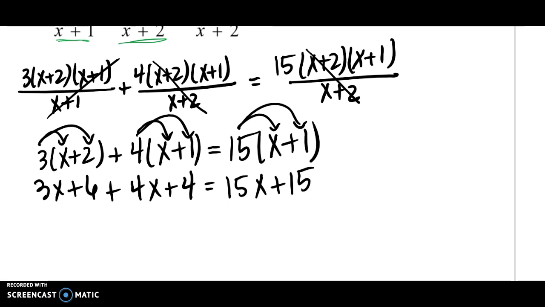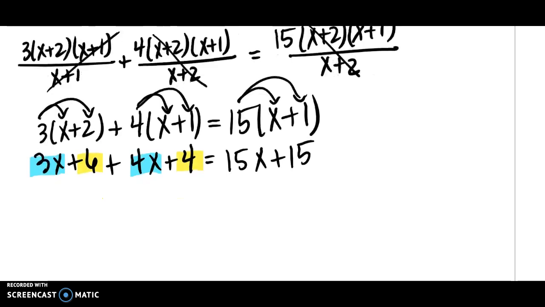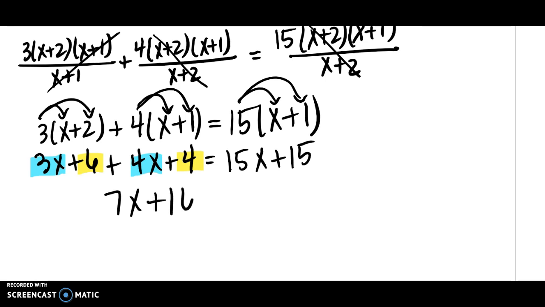Okay, after we're done distributing, we're going to combine like terms. 3x plus 4x is 7x, and then 6 plus 4 is just 10. Okay, this time, since we don't have x squareds, we can just bring the x's to one side and the numbers to the other side.